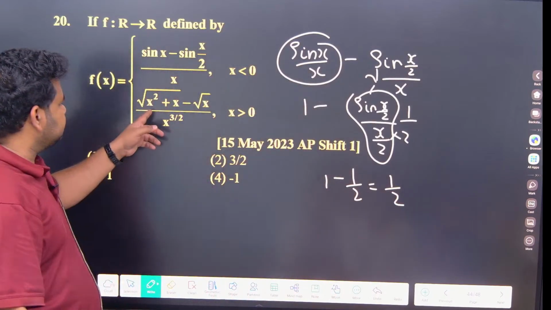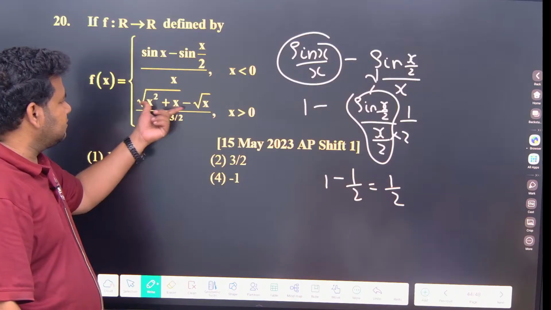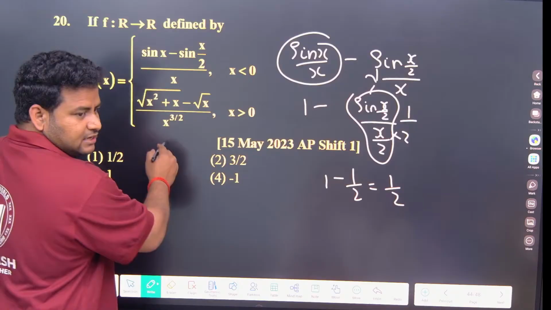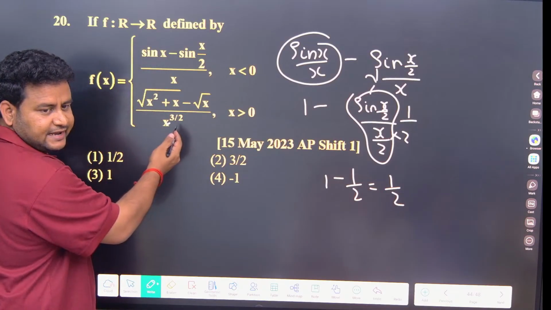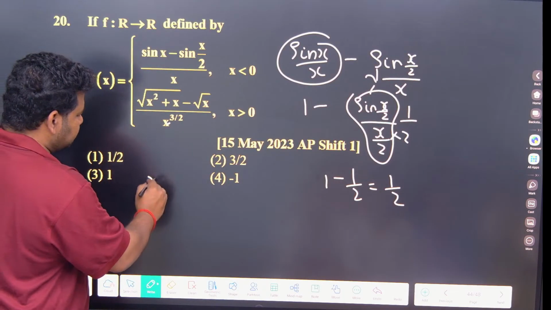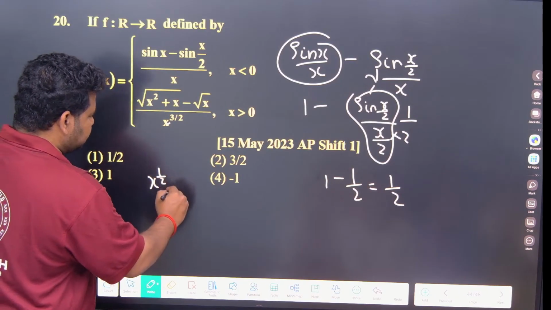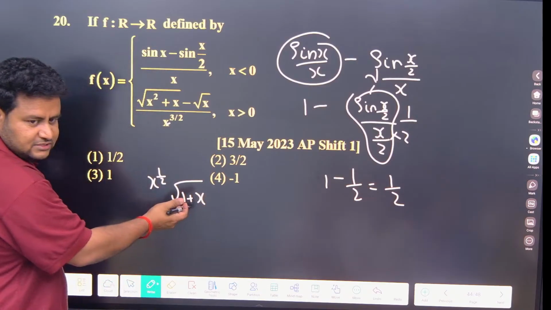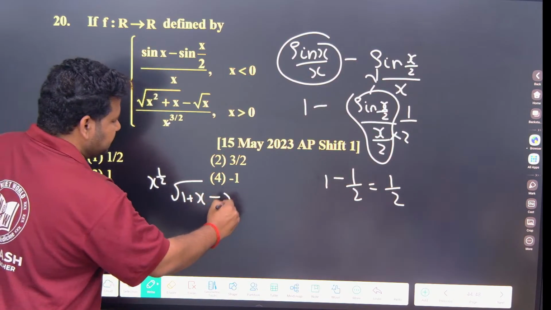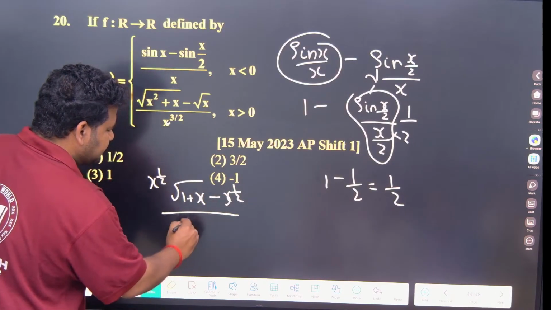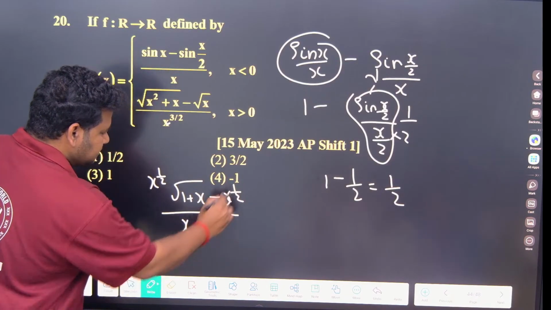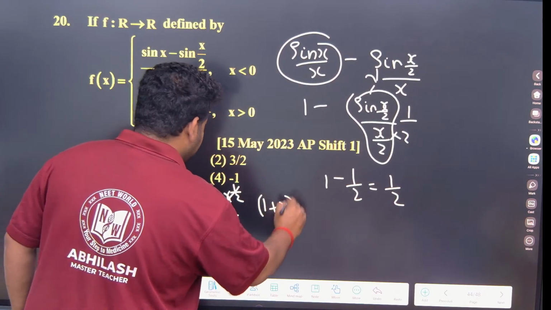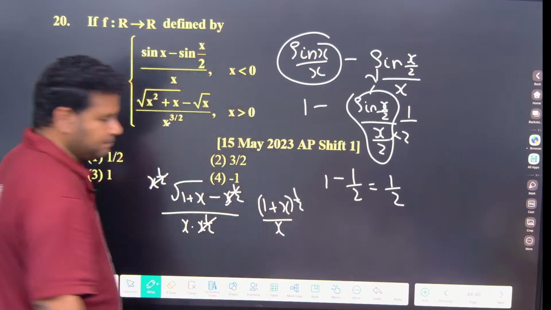So this is 1 by 2. Now what about this one? See, root x square plus x, root x is there, x to the power of 3 by 2 is there. What can I take? X I can take common, so this will become x to the power of 1 by 2 into square root of 1 plus x, minus x to the power of 1 by 2 by, I can write it as x into x to the power of 1 by 2. This everything will cancel. I am left with (1 plus x) to the power of 1 by 2 by x, okay.